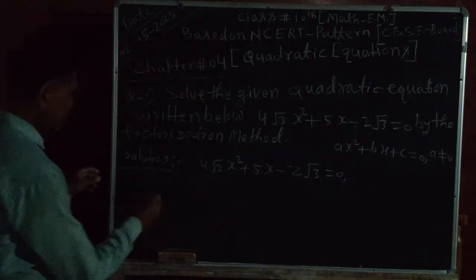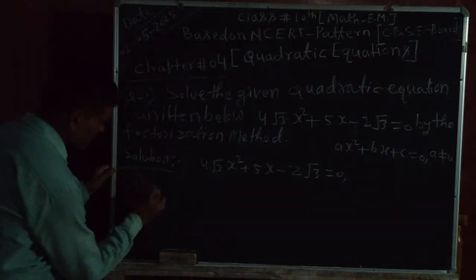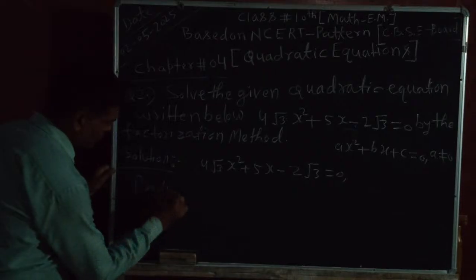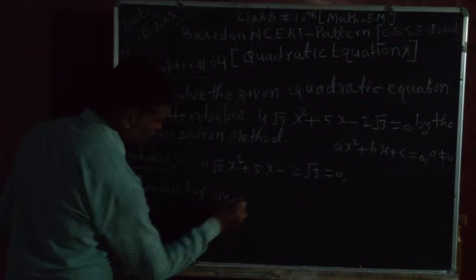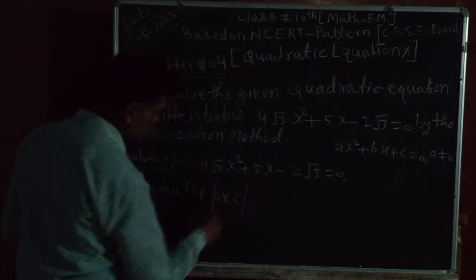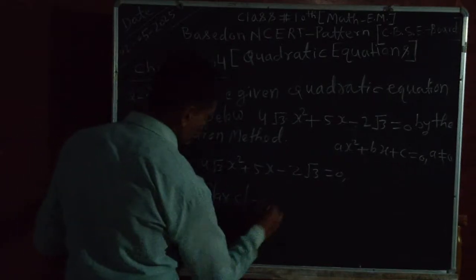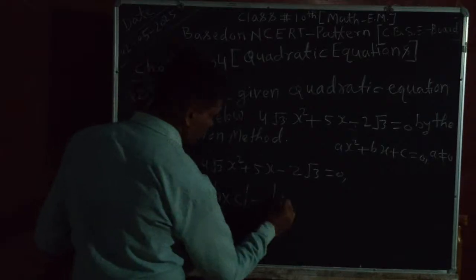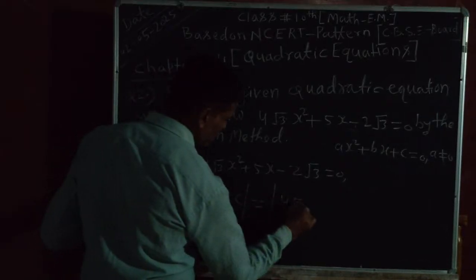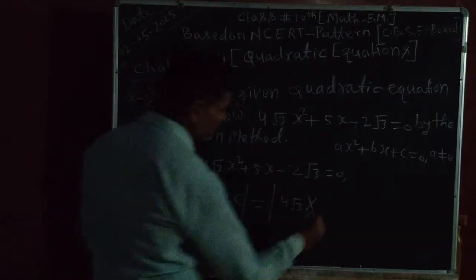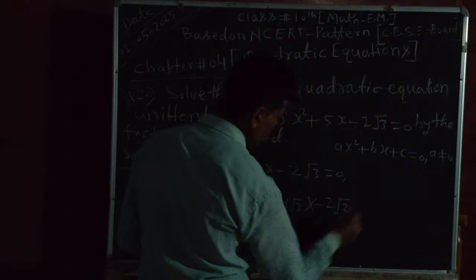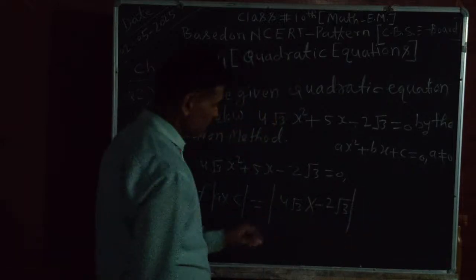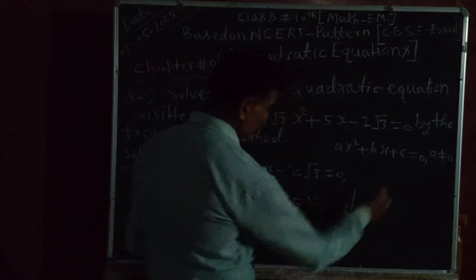Now further here you have to get the product of A into C, and you have to also take its modulus value. Here the value of A is 4 root 3, into the constant term, that is 2 root 3. So after multiplying, in the modulus the plus and minus sign, it will be minus.